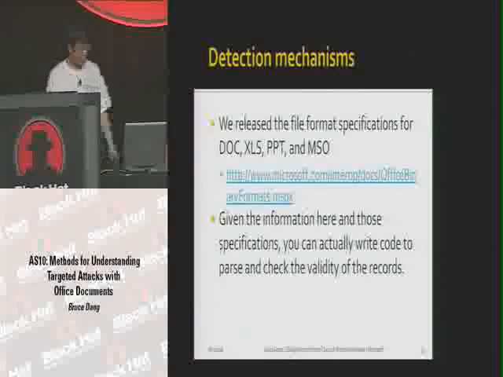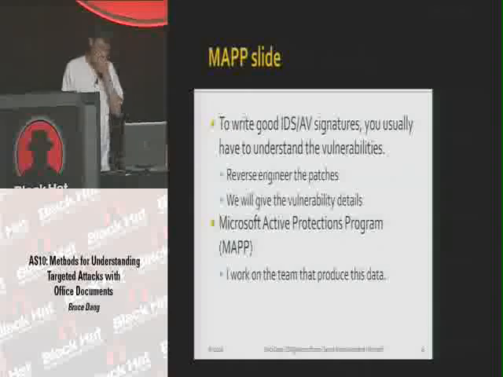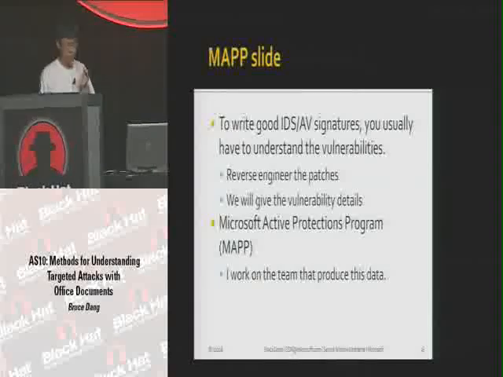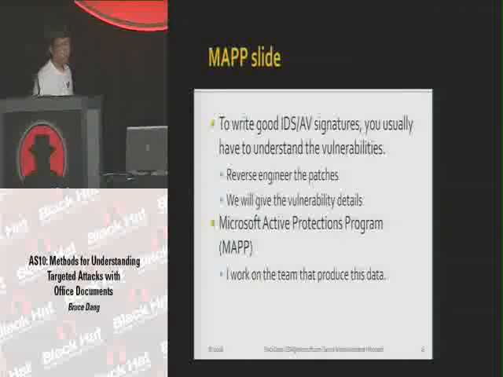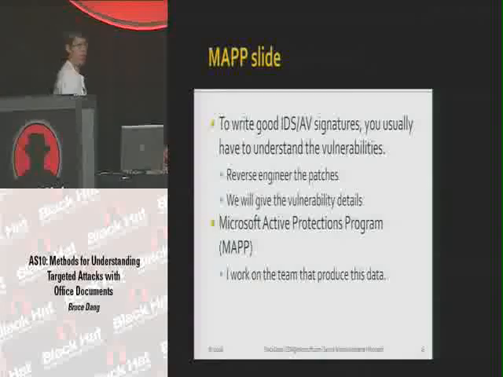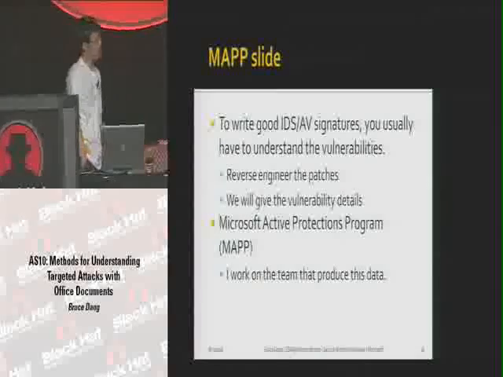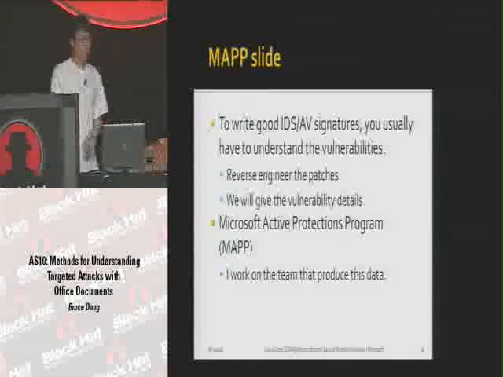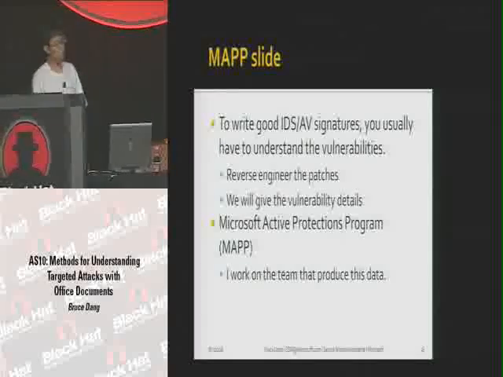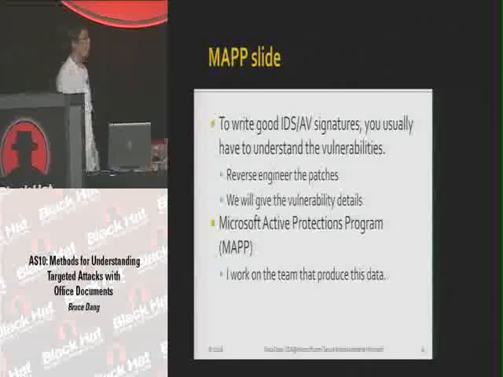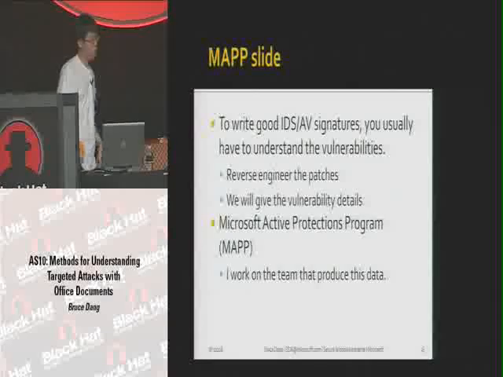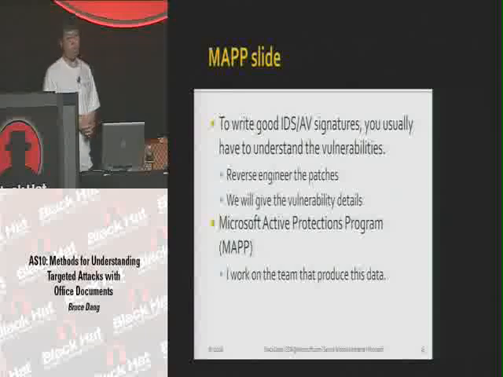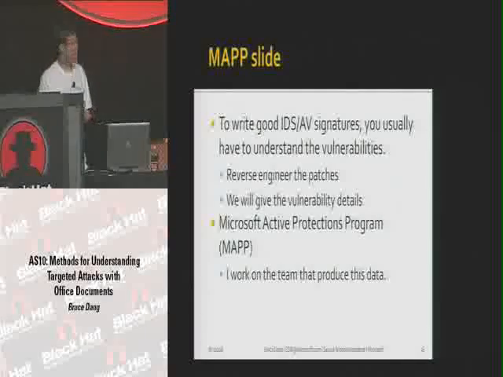However, to write good IDS and AV signatures, you usually need to understand the exact vulnerability, right? You don't want to write something that just catches everything, because you'll have a massive amount of false positives, and your customers won't be very happy. So usually the way you do that is you reverse engineer the patch and then try to make the best judgment about what the vulnerability is.